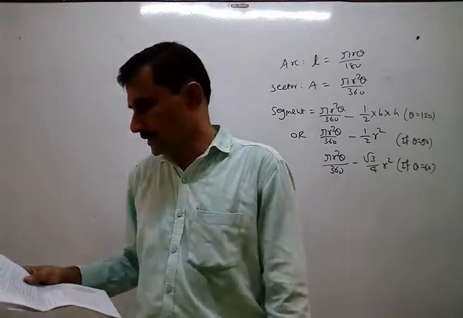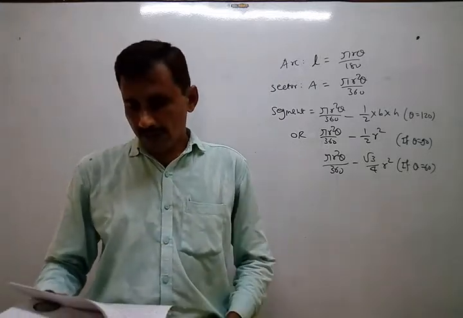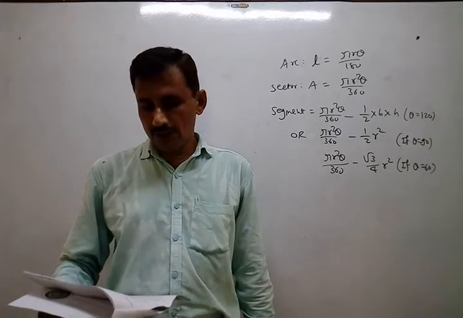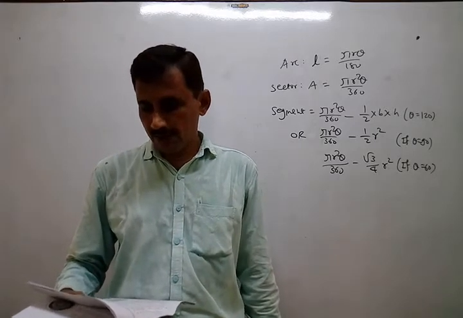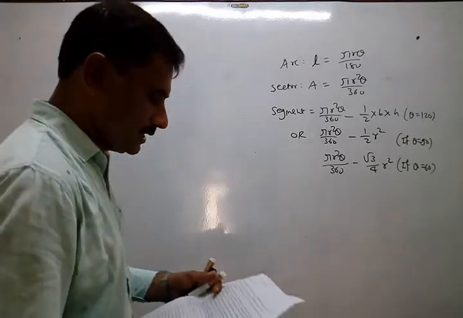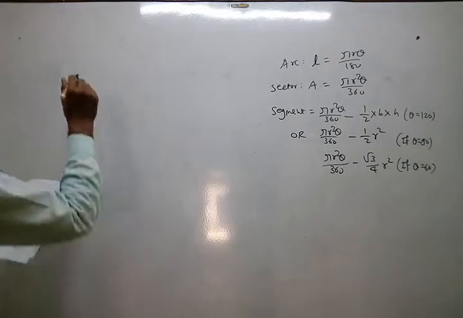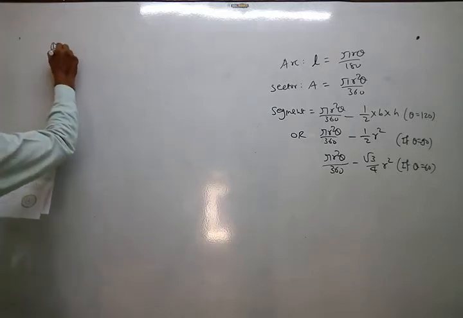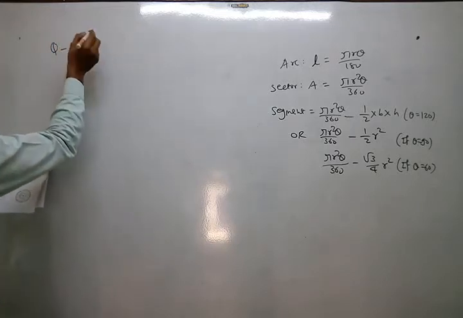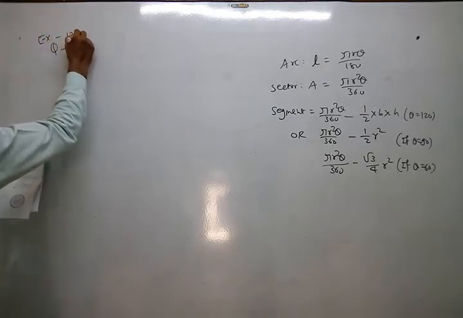Okay, so now look at question number 4. We already did number 3. Number 3 is given in homework. So now number 4, chord of a circle of radius 10 cm. So r equal to 10. It is exercise number 12.2.